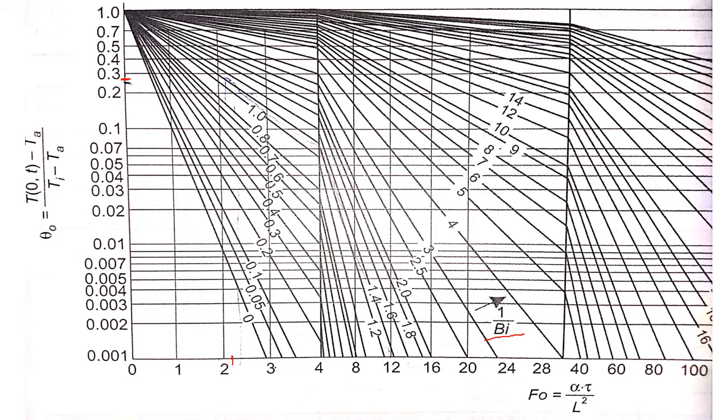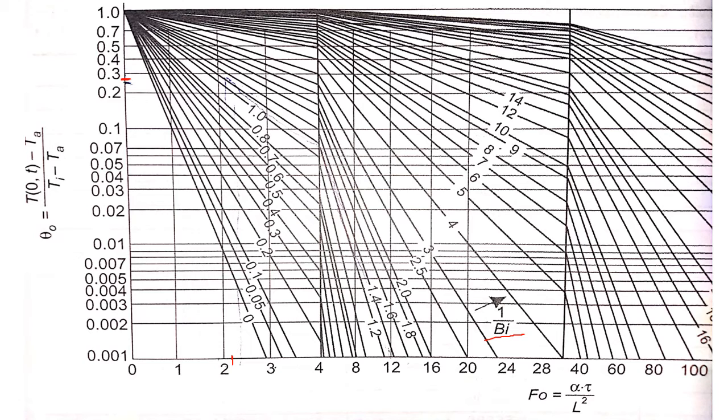So this way I will come here, straight away along this graph, and then move horizontally like this. Where this line intersects, from that point I come straight down vertically to the x-axis. So my Fourier number will be 2.2.